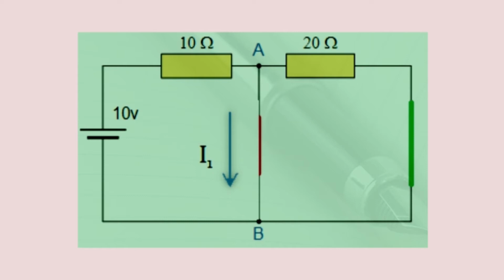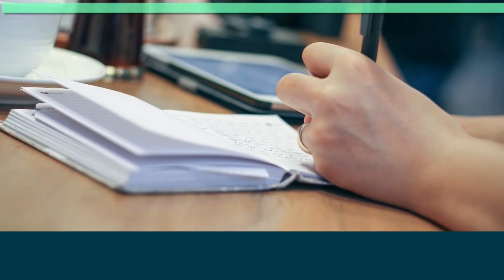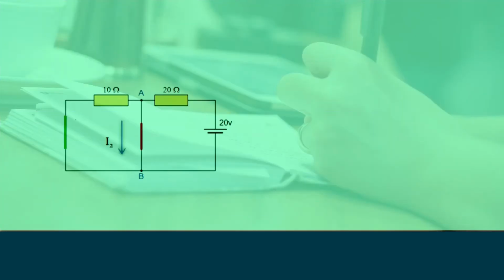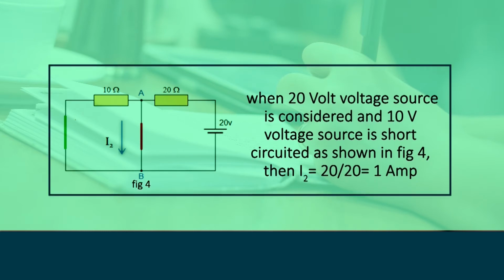So what will be the value of this current I1? I1 is equal to what? 10 volt divided by 10 ohm resistance. So I1 is equal to 10 divided by 10, that is 1 ampere. Now you have to consider the other voltage source, that is the 20 volt source, and the remaining source, the 10 volt source, has to be replaced by a short circuit. Here you can see in the figure. So what will be the current I2? I2 is equal to what? This 20 volt divided by the 20 ohm resistance. So again this current comes to 1 ampere.